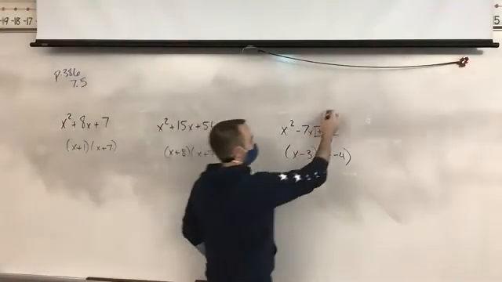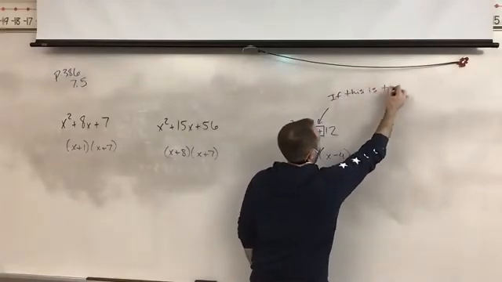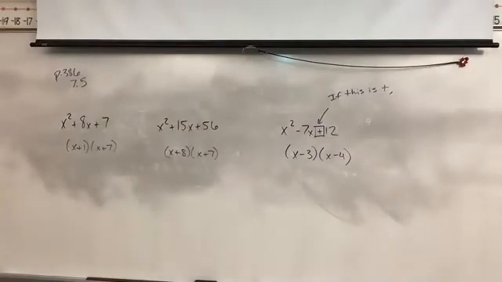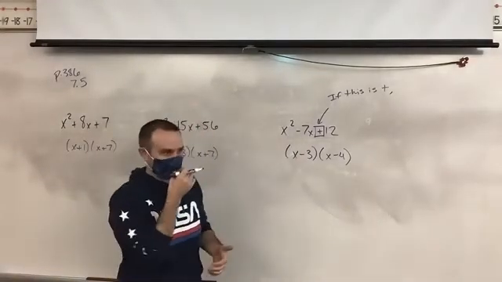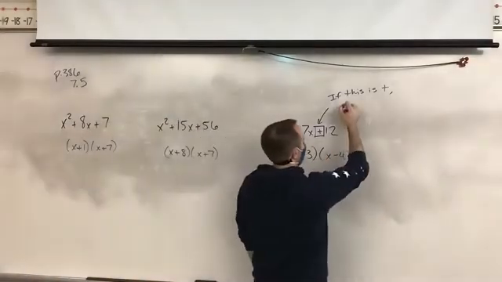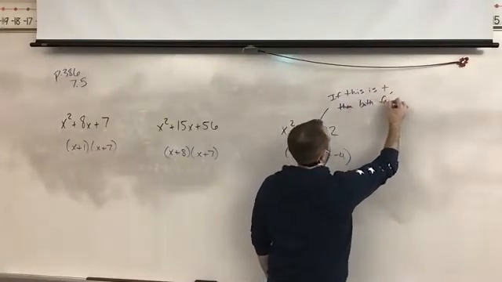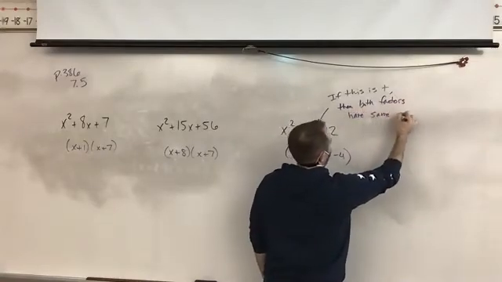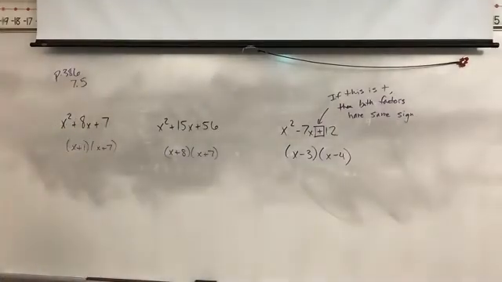So if this is positive, I'm going to model note taking, right? Just because I don't write something on the board doesn't mean you shouldn't be writing it. If you find it important, write it down. This is the sort of stuff that I would write down. If this is positive, then both factors have the same sign, right? And you can write different things. You don't have to write it word for word, but the idea is there.